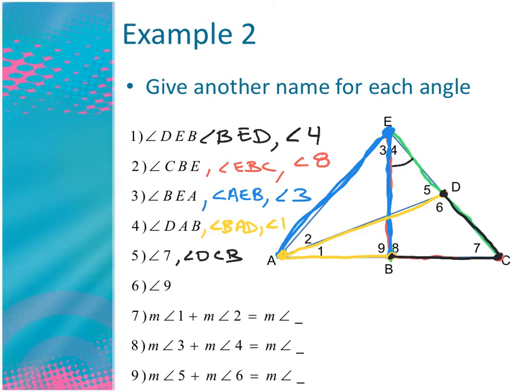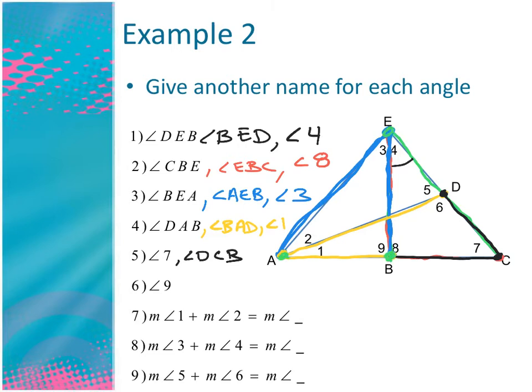Somebody different, give me one for angle 9. Yes, sir. Oh, I thought we were still doing ones for 5. No, we're only going to do one for each now. Okay, 6. Wait, no, that's 9. For number 6, yeah, number 6 is angle 9. What's another name for angle 9? ABE.